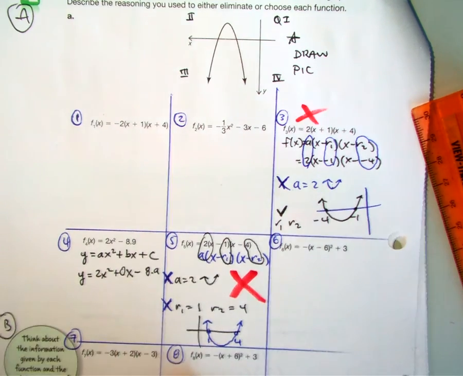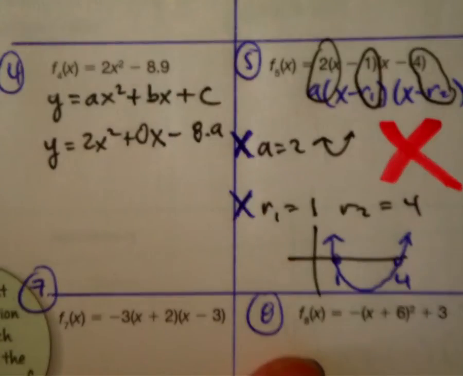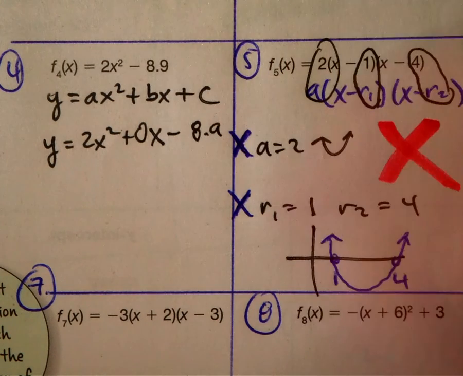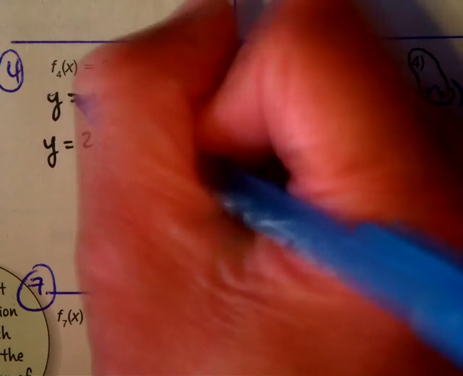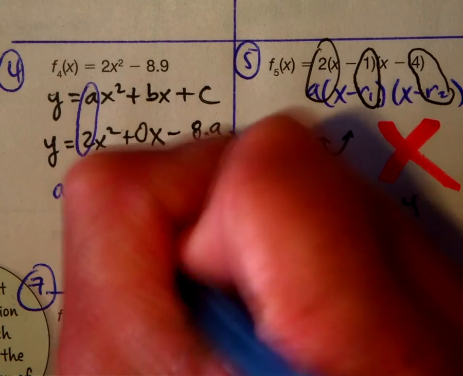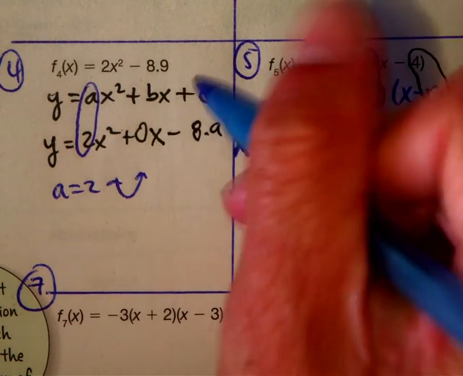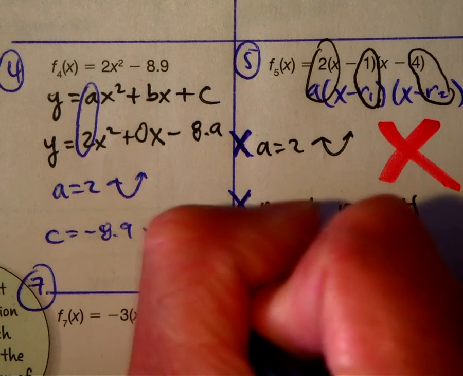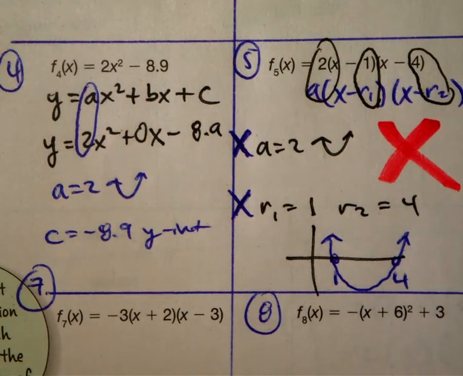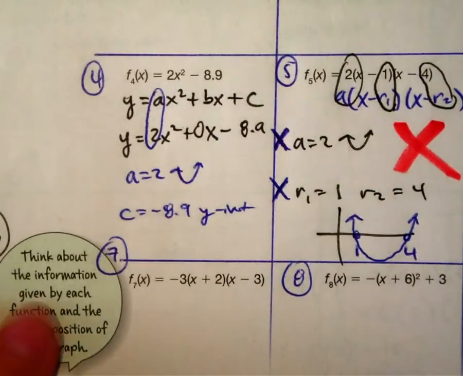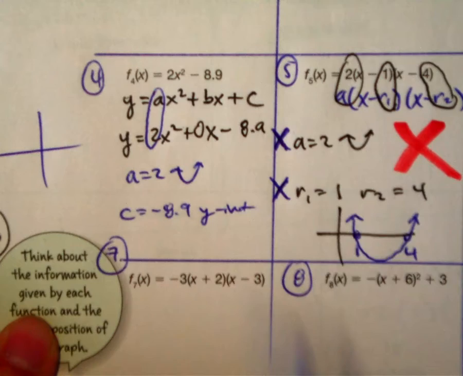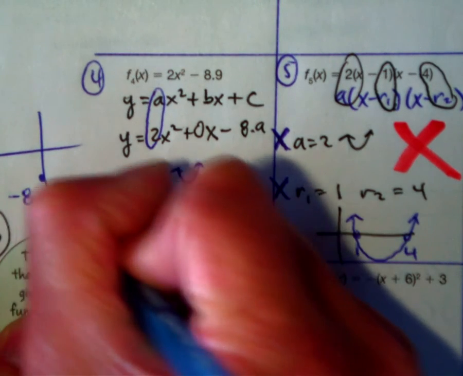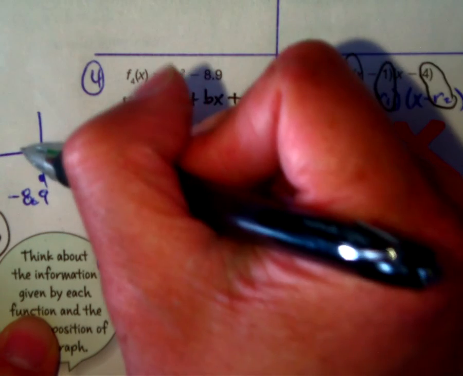Again, notice in this problem that there is no x there. So that's a 0x. My A value is 2. So it's going to open up. And my y-intercept, my C value, is negative 8.9. So my y-intercept is negative 8.9. What does that graph look like? Here is negative 8.9 on my y-axis. And my graph could look something like this.